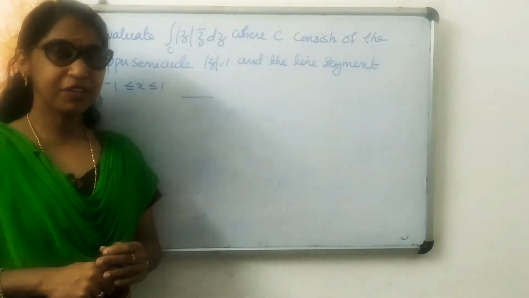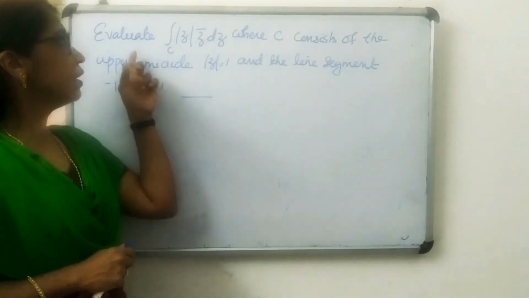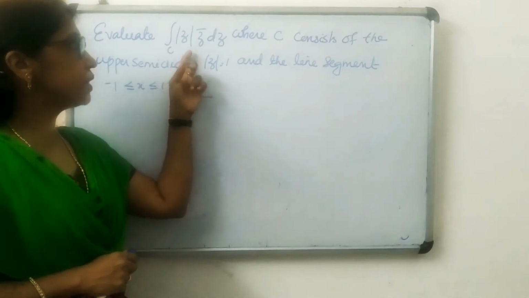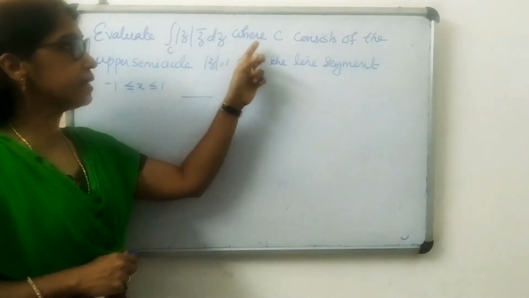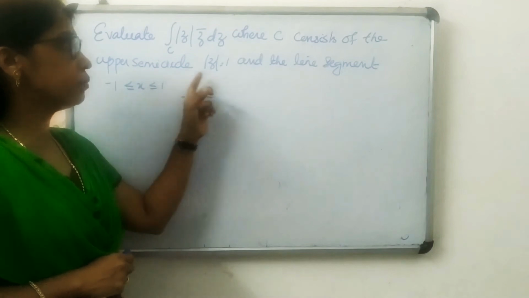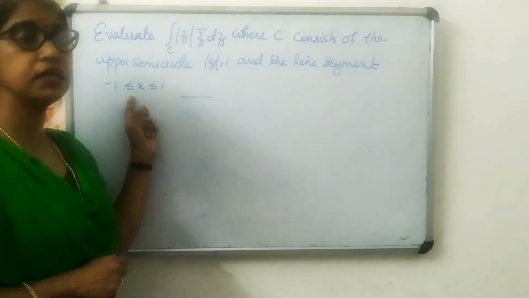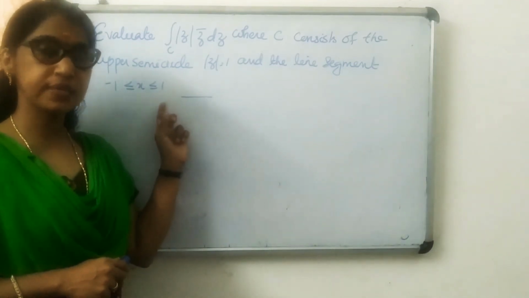Hello, in our next video, next problem: evaluate the integral over C of mod z into z bar dz, where C consists of the upper semicircle mod z equal to 1 and the line segment minus 1 less than or equal to x less than or equal to 1.